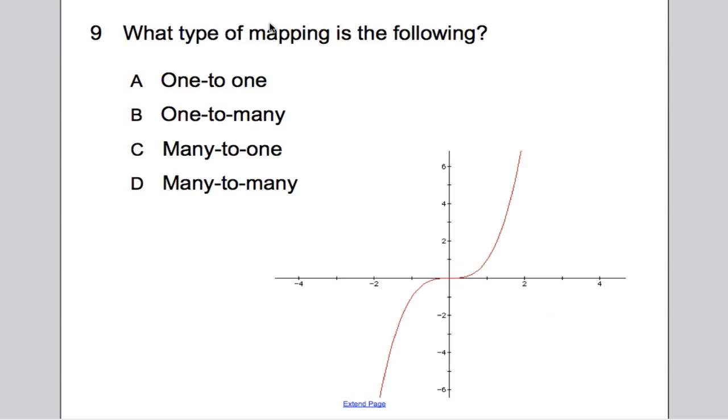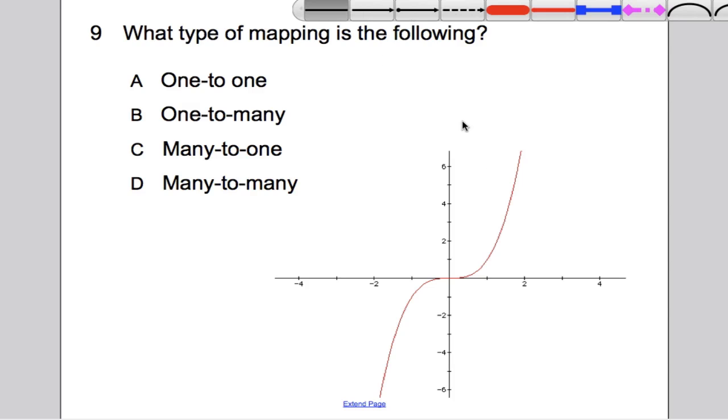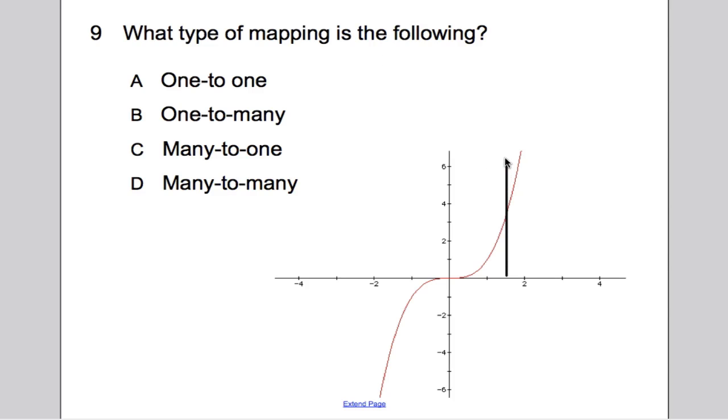The next one, what type of mapping is the following? Well, for any x I take, say I take an x there, I get one unique y output. Take an x here, get a unique y output. So it's 1 to 1.